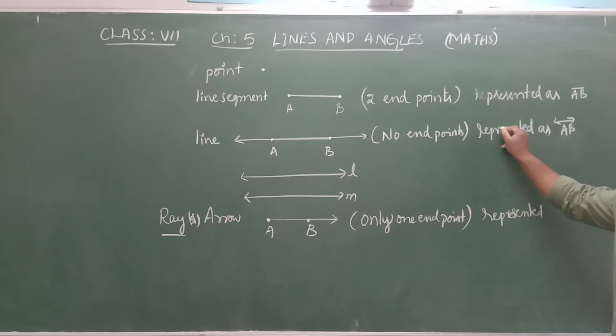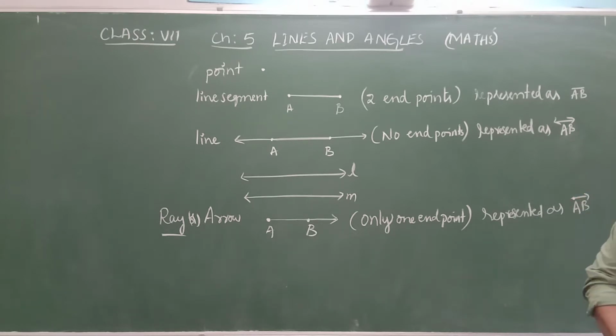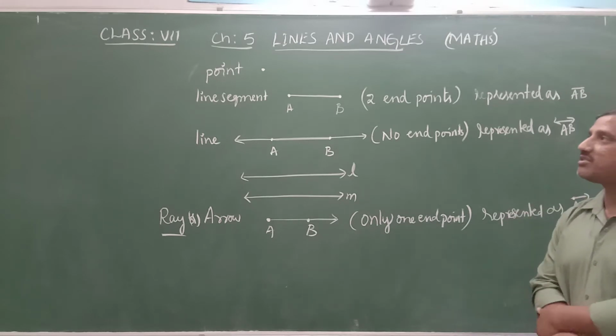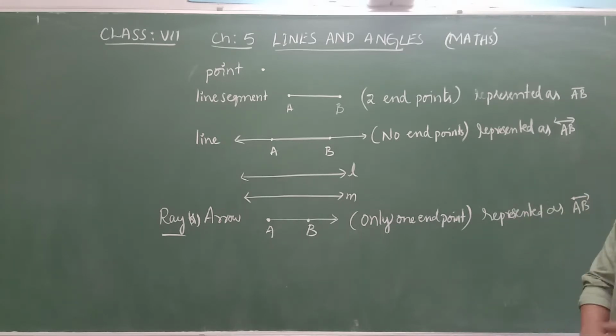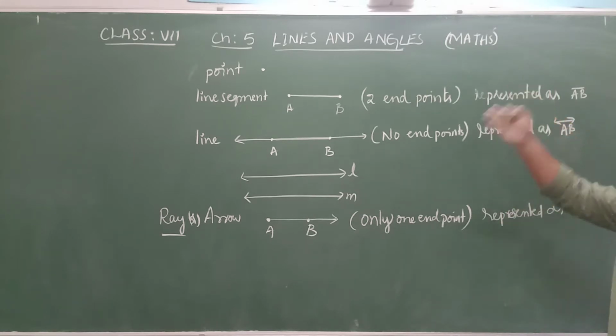A ray is represented as AB, and above it we write one arrow like this. So this is the representation of a ray. This terminology we have studied in class 6 and even class 5. So what did we study about angles?